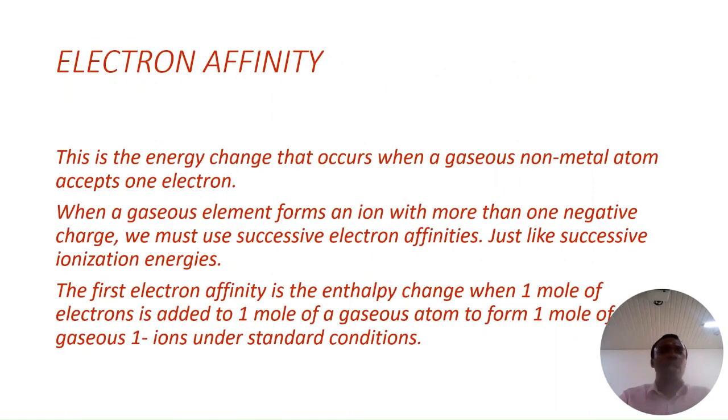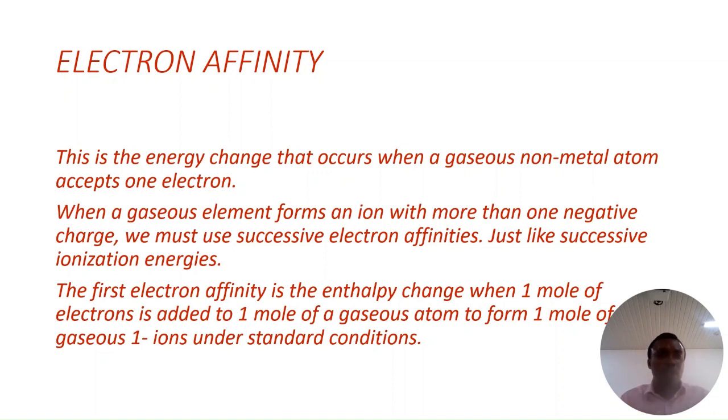Now, let's talk about electron affinity. It's the energy change that occurs when a gaseous non-metal atom accepts an electron. When a gaseous element forms an ion with more than one negative charge, we must use successive electron affinity, just like the first, second and third ionization energy. That's how we have first electron affinity, second electron affinity, third electron affinity.